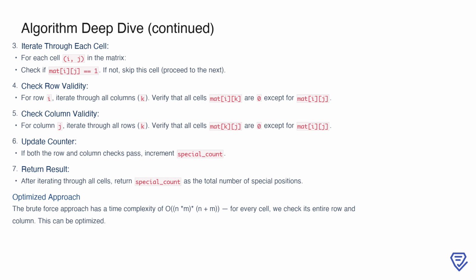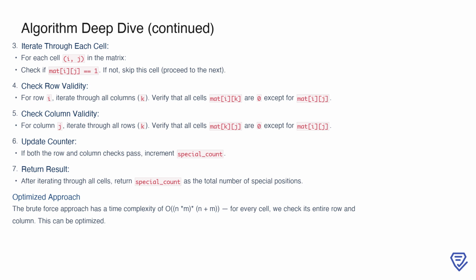Similarly, we check the column validity by iterating through all rows in column j and ensuring all other cells in the column are 0. If both of these checks pass, it confirms that (i, j) is a special position, and we increment the special_count variable. After completing this process for every cell in the matrix, the algorithm concludes by returning the value of special_count, which represents the total number of special positions found.